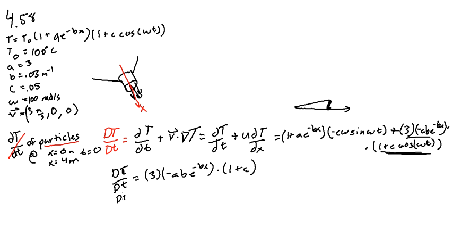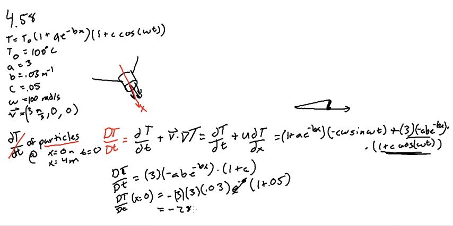So the first one, the derivative of temperature with respect to time at x equals 0 will produce negative 3 times the value of a is also 3 times the value of b is 0.03 times e to the negative 0, which just goes to 1, times 1 plus 0.05. You can plug that into your calculator and you should come out with negative 28.4 degrees Celsius per second.